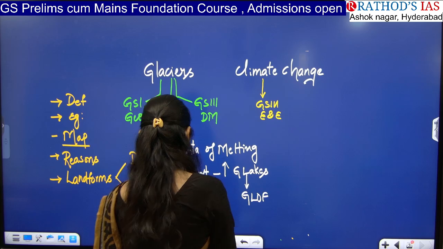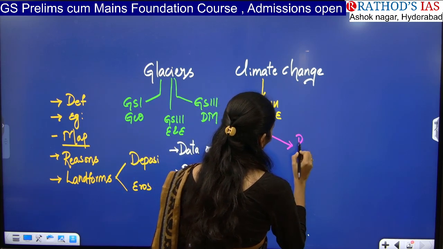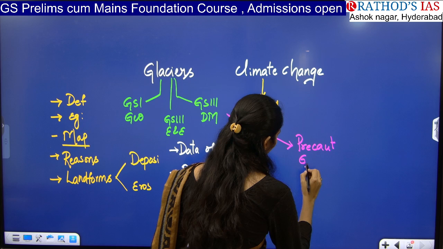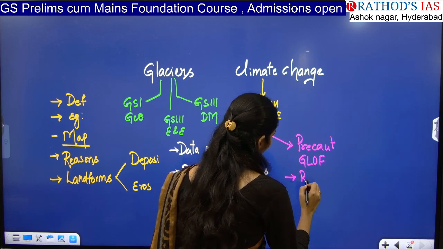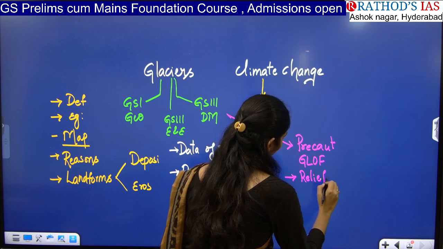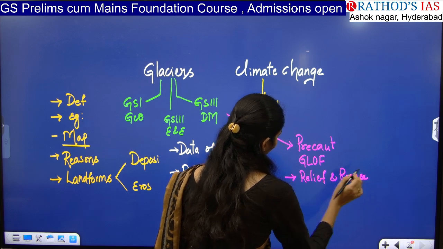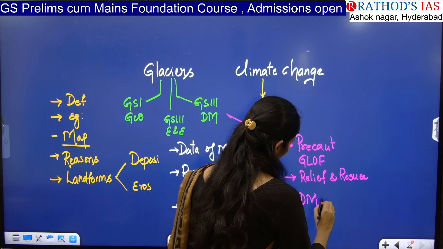And from the disaster management point of view, you have to see what precautionary steps we can take to control this glacial lake outburst flood. And even you have to see relief and rescue. Okay, and next you have to see the DM cycle as well.